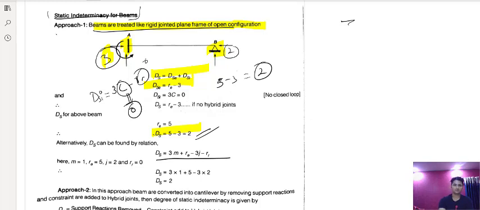This is the formula of a rigid jointed plane frame. Now simply, the number of members is 1, so put the value of m equal to 1. So 3 times 1 plus Re. Re is the external reaction.